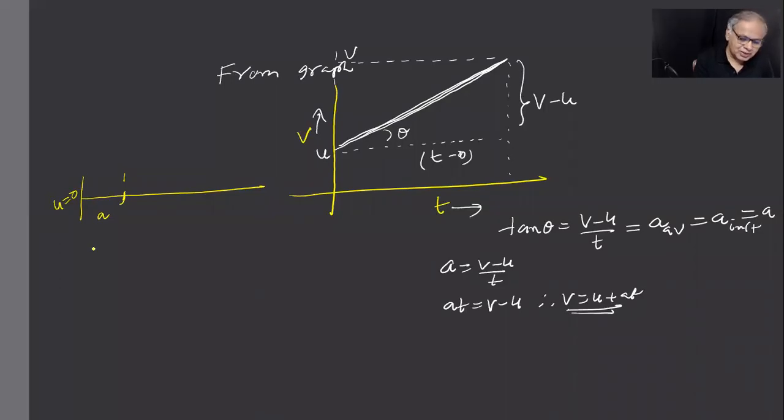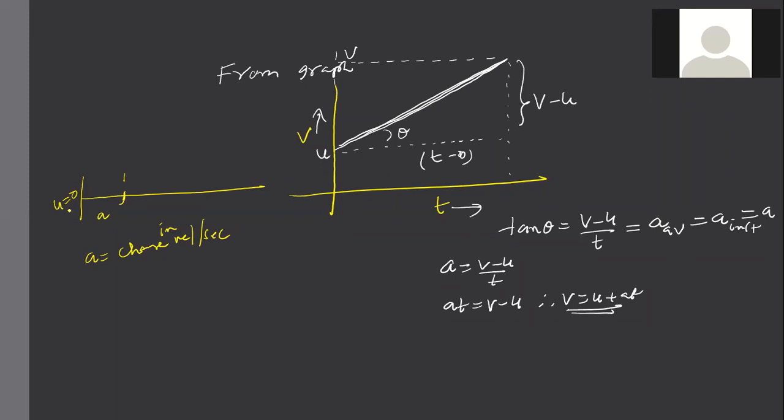What is velocity basically? What is acceleration basically? Change in velocity per second, right? Yes. So if the initial velocity is u and a is the change in velocity per second, at the end of 1 second it will be a, right? At the end of 2 seconds it is 2a. At the end of 3 seconds it is 3a.